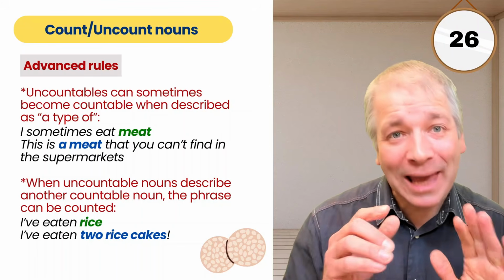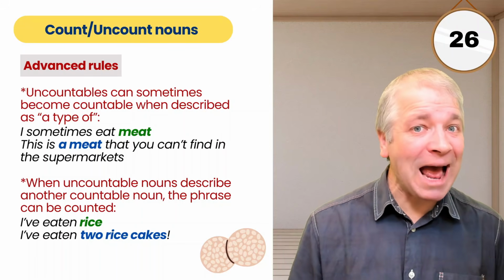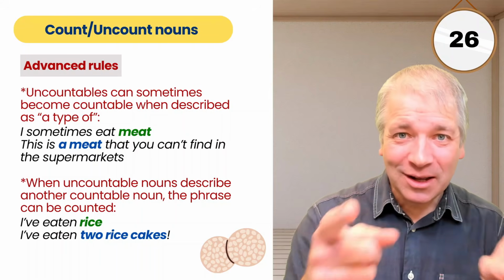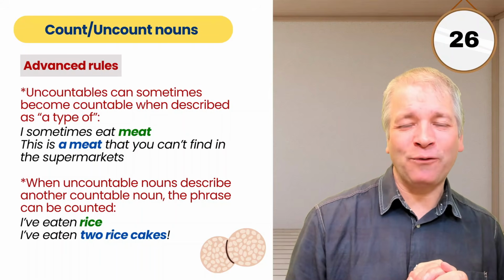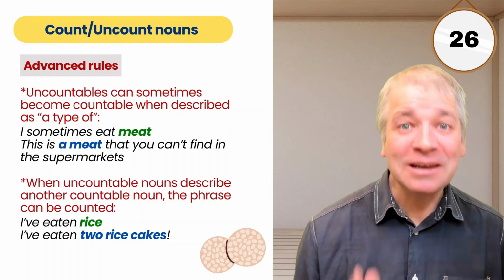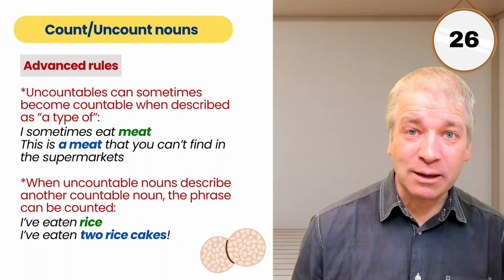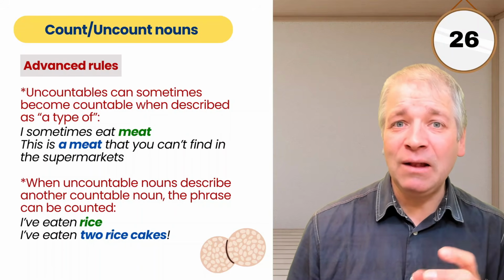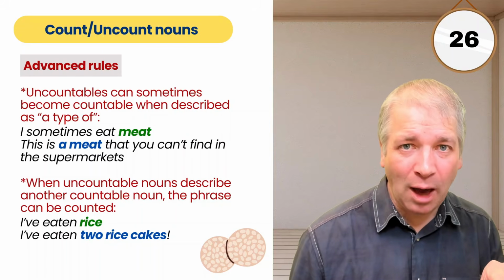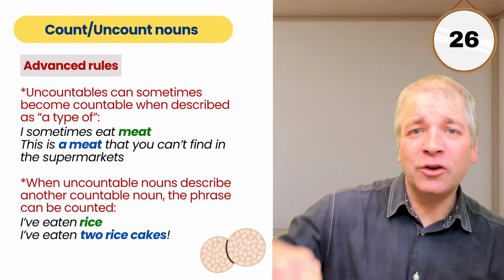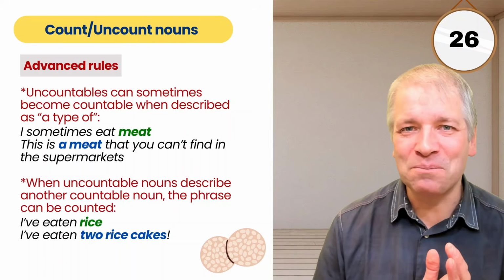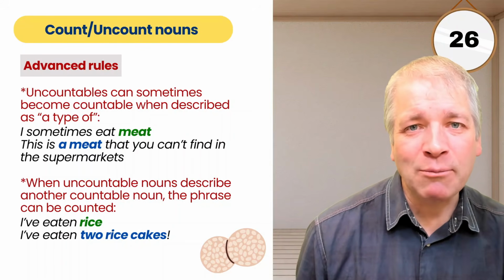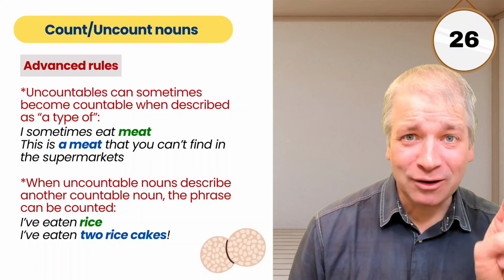And uncountables can sometimes become countable when described as a type of. For instance, I sometimes eat meat. Remember, when we talk about the food that comes from animals, it's usually uncountable. But look at the next example. This is a meat that you can't find in the supermarkets. This type of meat is different to all other types of meat. And by using a in front of it, we make it countable to mean just this type.